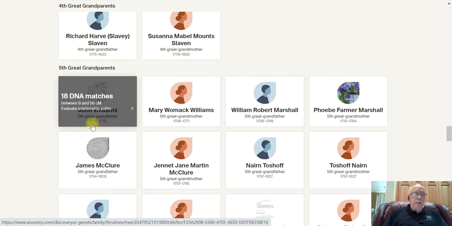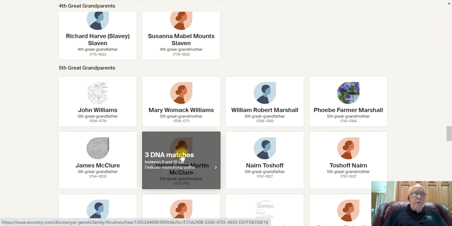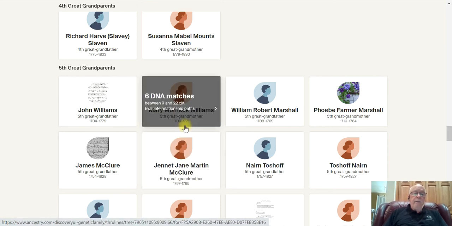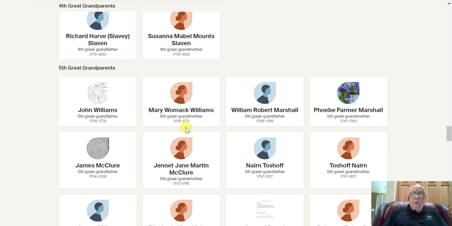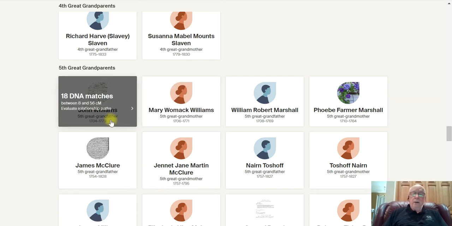I mean, look at the dates on these fifth great grandparents, and I have people that have reported DNA that relate me to this gentleman right here, John Williams. Now, it doesn't guarantee the data in the database is correct. The only thing it guarantees is that these 17 people are related to me, and they are related to whoever sits in this chair.